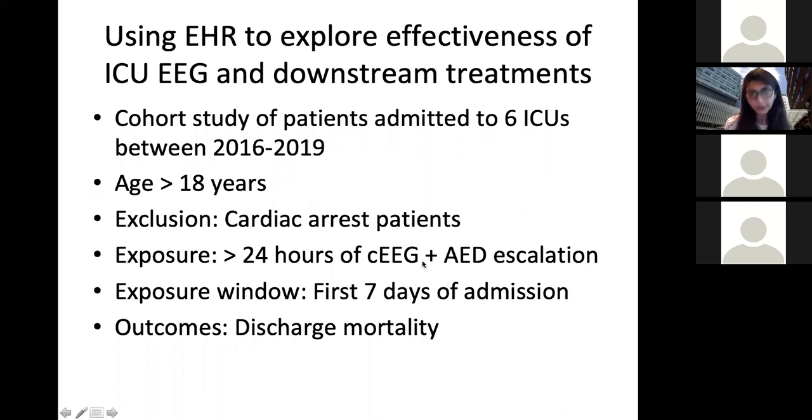We defined exposure as patients that received at least 24 hours of EEG, followed by a treatment escalation. So the AEDs had to be escalated or increased after the 24 hours of EEG and while the patients were still on continuous EEG monitoring. And we restricted the exposure window to the first 7 days of admission, again, to increase homogeneity of the cohort. And our outcome measure here was discharge mortality.